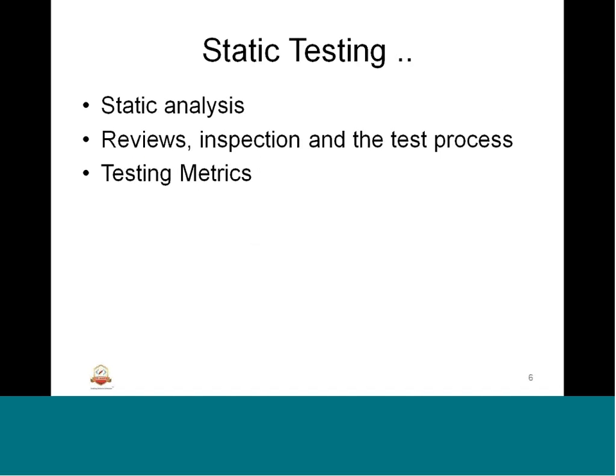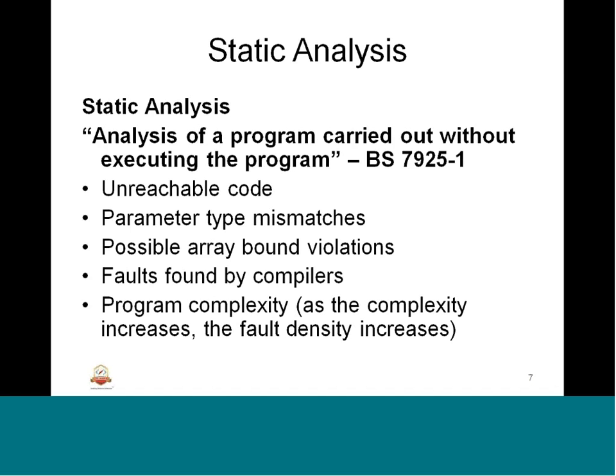The different types of static testing are static analysis, review, inspection and test process. Then we have testing metrics, which are used for reporting, tracking and making sure that the testing is complete in all aspects. In static analysis, we went through the type of analysis that we do: identify unreachable code, parameter type mismatches, possible array bound violations, and faults that are found by the compilers. It could be general info, warnings or any errors. These issues reported by the compilers are also analyzed statically.